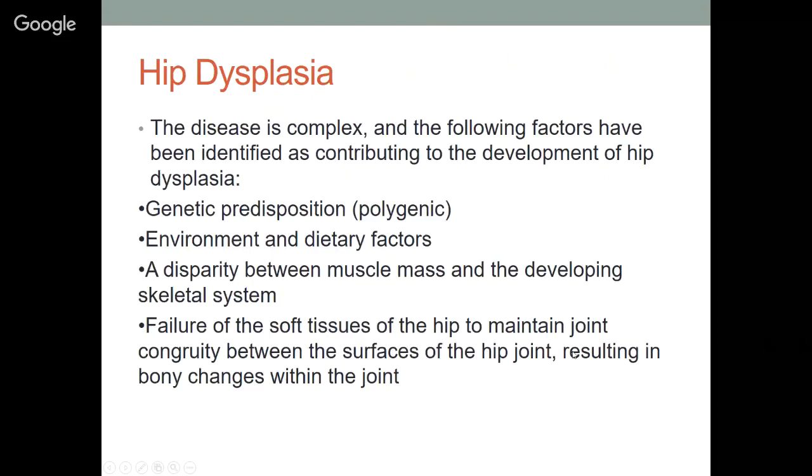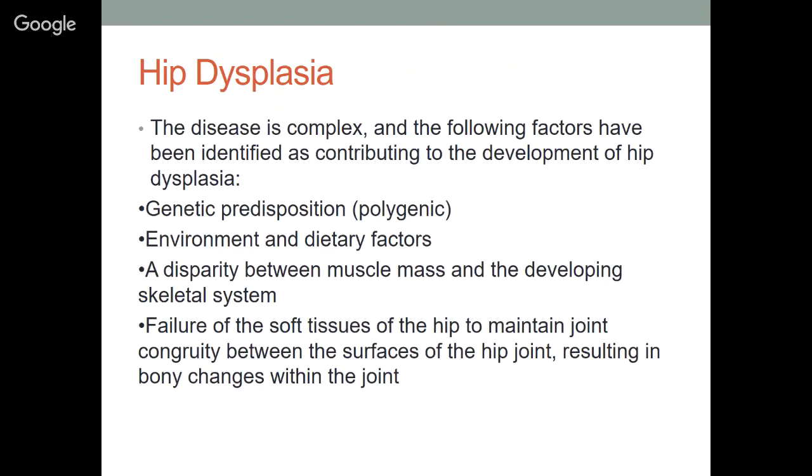It is complex, and there are some factors that have been identified in the development of hip dysplasia. There is a genetic predisposition, and that's why we try to do breedings between animals that do not carry genes for this disease. In order to do that, we have developed a technique to do X-rays that show us breeding animals' hips, and if they look to be in good conformation, then those are the animals that we want to breed.